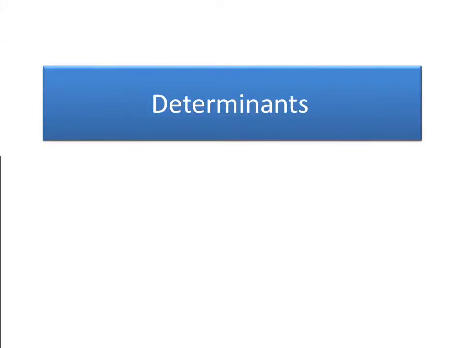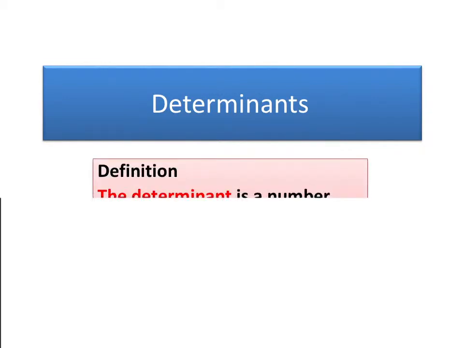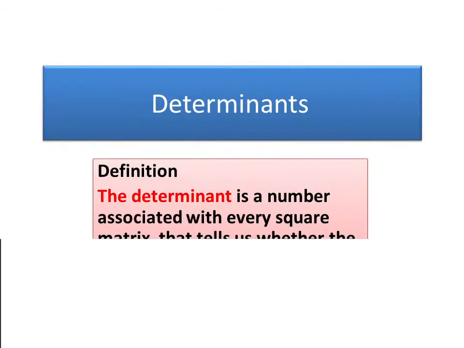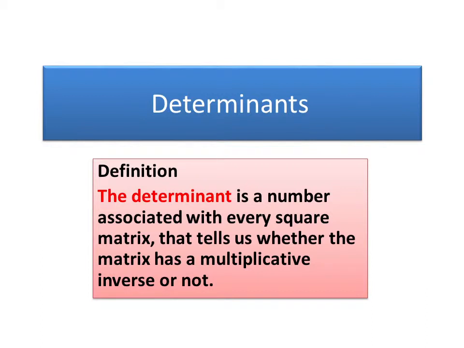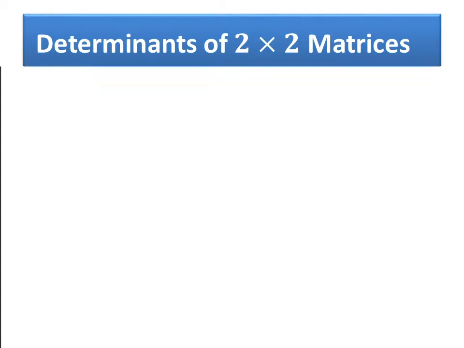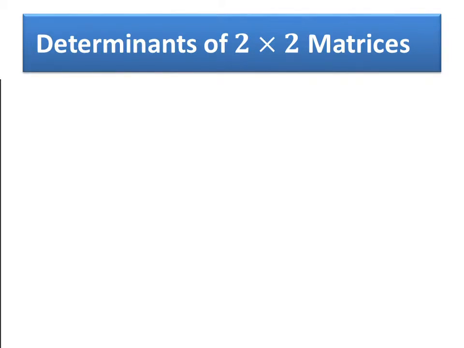So we continue our discussion on matrices and we present here determinants. We define a determinant of a matrix to be a number associated with every square matrix. This number tells us whether the matrix has a multiplicative inverse or not. Next, we show how we can calculate this number. So here we start with determinants of 2 by 2 matrices.